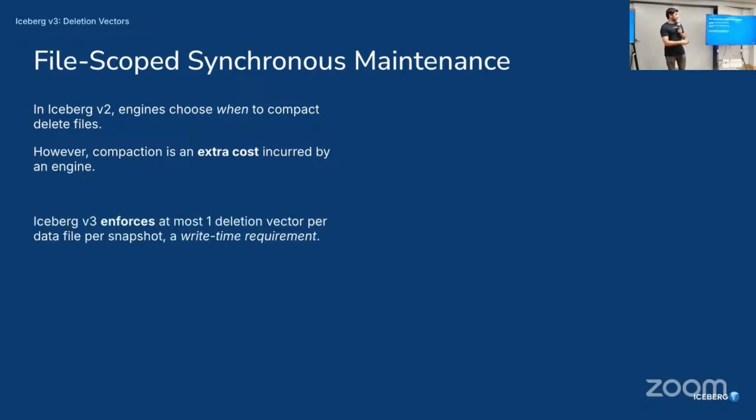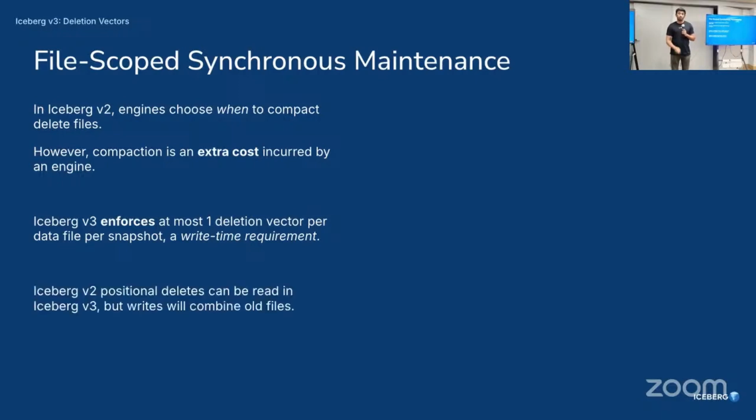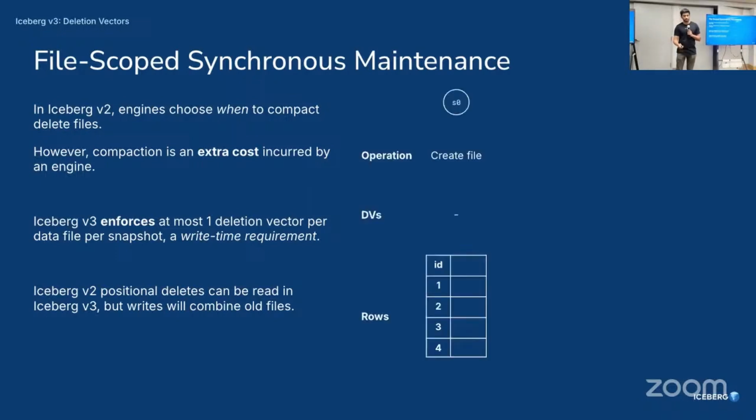Iceberg v3, though, enforces that you have at most one deletion vector per data file per snapshot, which is now a write time requirement to ensure good performance going forward. And the nice benefit of this is that Iceberg v2 position deletes now have an easy path to be upgraded, where Iceberg v3 can read those Iceberg v2 position deletes, but once you write something with an Iceberg v3 writer, it'll go back, find all your positional deletes, combine them, and then give you one nice deletion vector blob to use going forward. So it's a nice almost migration path if you really think about it.